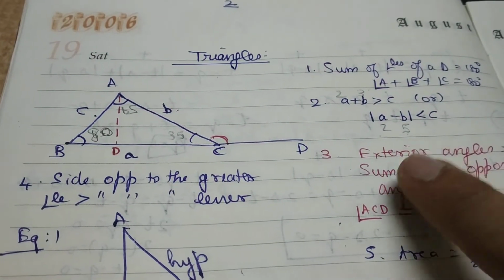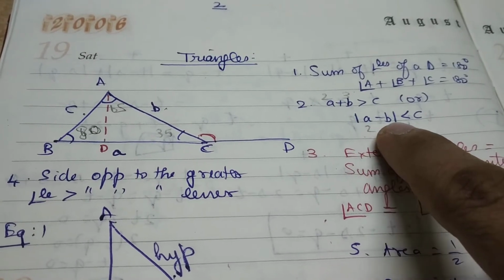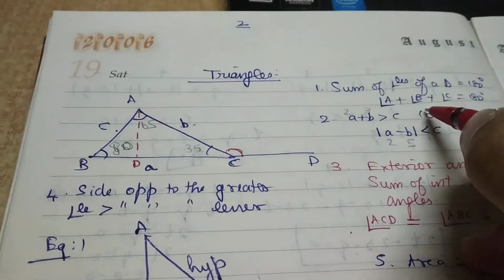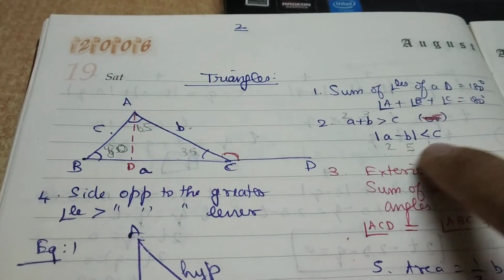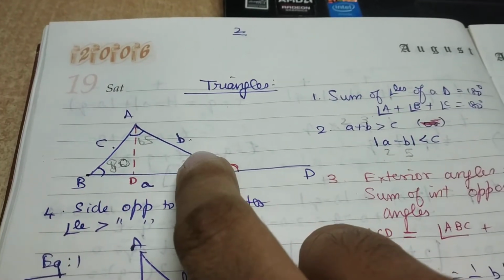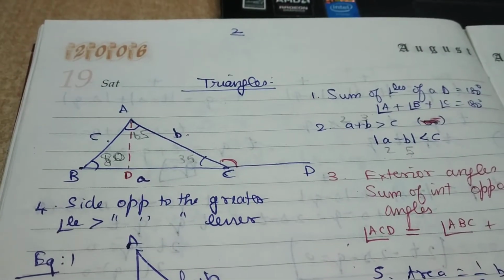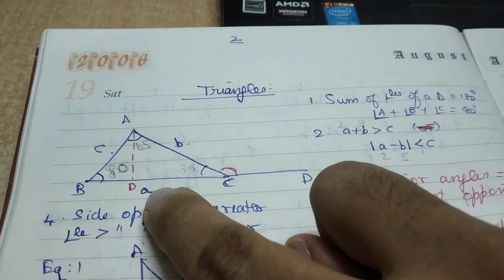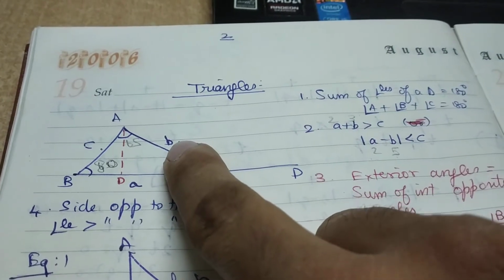Okay, clear on this? Now another thing: the difference between any two sides will always be lesser than the third side. Sorry, I used the word or, so that should not be used. So the difference between any two sides will always be lesser than the third side. If I find the difference a minus b, it should always be lesser than c. If I find the difference b minus c, it should always be lesser than a. If I find a and c, the difference between a and c will always be lesser than b.